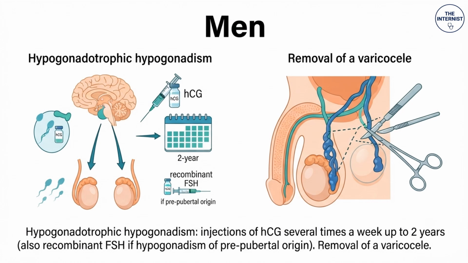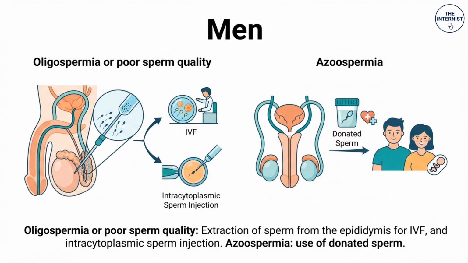Men with hypogonadotrophic hypogonadism are given injections of HCG several times a week. Recombinant FSH is also needed if hypogonadism is of prepubertal origin. Varicocele removal can improve semen quality. If oligospermia or poor sperm quality, extraction of sperm from the epididymis for IVF is done, and an intracytoplasmic sperm injection is given. If azoospermia, use of donated sperm may be considered.